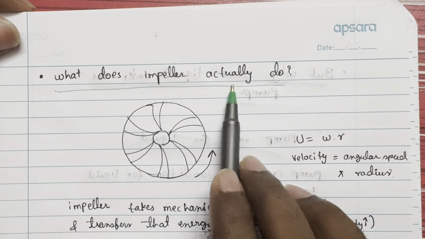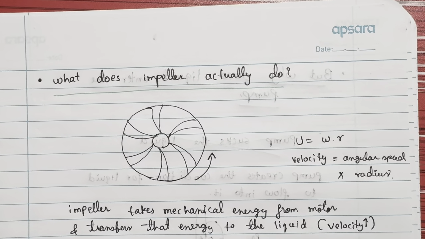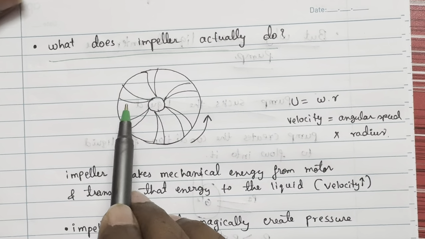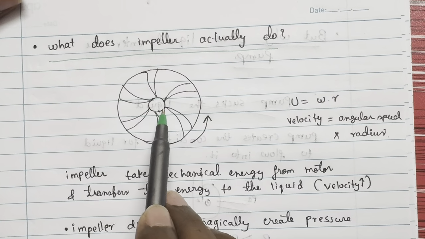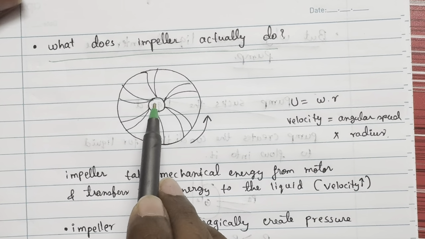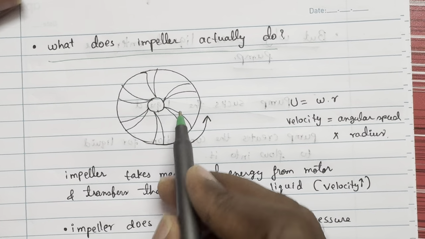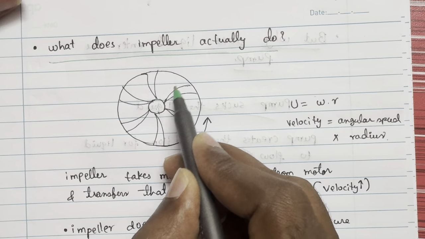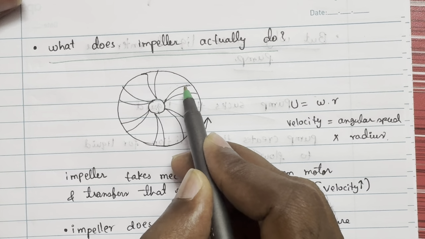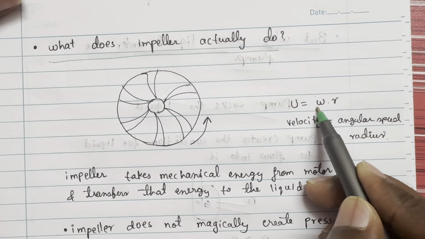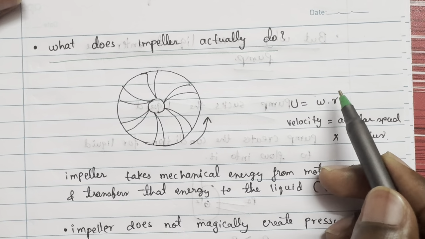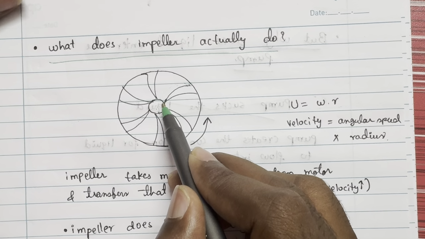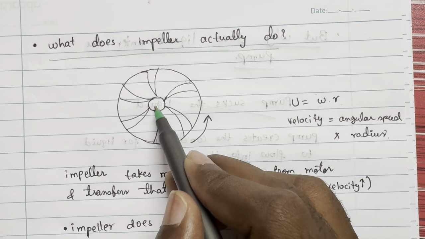First, what does impeller actually do? Impeller takes mechanical energy from motor and transfers that energy to the liquid in the velocity form. See, let's say the liquid enters the pump through this suction nozzle into the impeller eye. This is impeller eye. Okay, and when it enters, this impeller will be rotating continuously. This rotating impeller increases the velocity of the liquid. As liquid enters here, then it moves like this. As it moves like this, at the same time this impeller is rotating, so the velocity at this point will be angular speed, which is RPM, or speed of the impeller, times radius, I mean the distance of that point from the center.